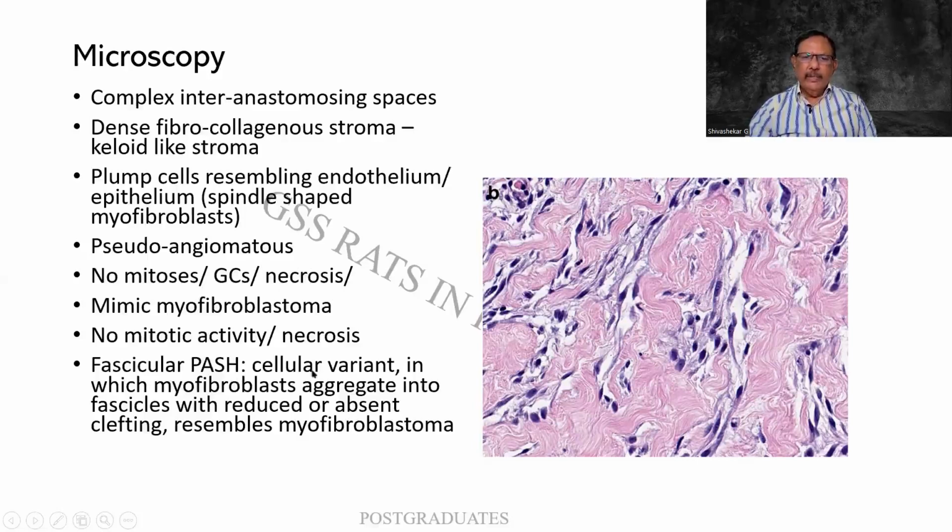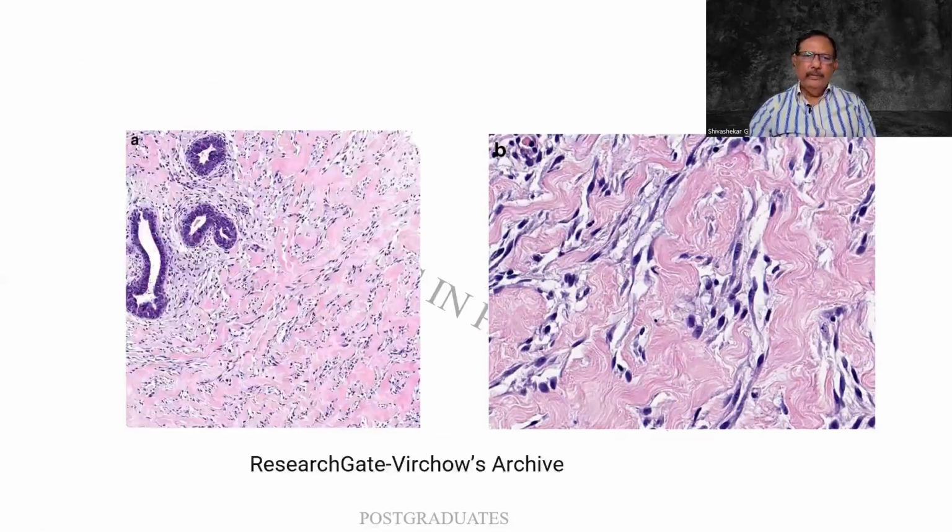Fascicular PASH. This is one wherein there can be a storiform pattern that can be present. It resembles a myofibroblastoma. This picture I had already shown you, and this is a high power view of the same.